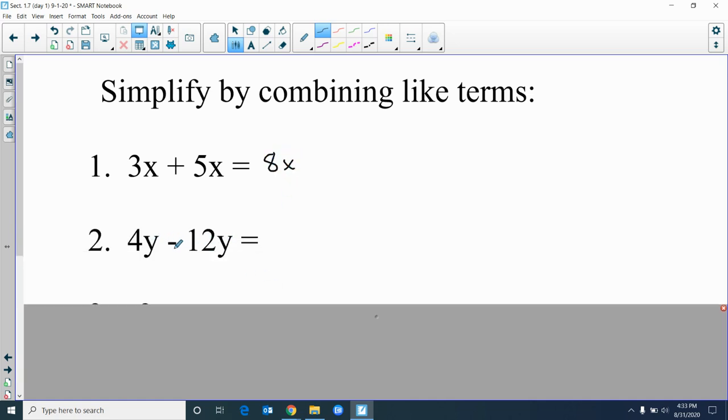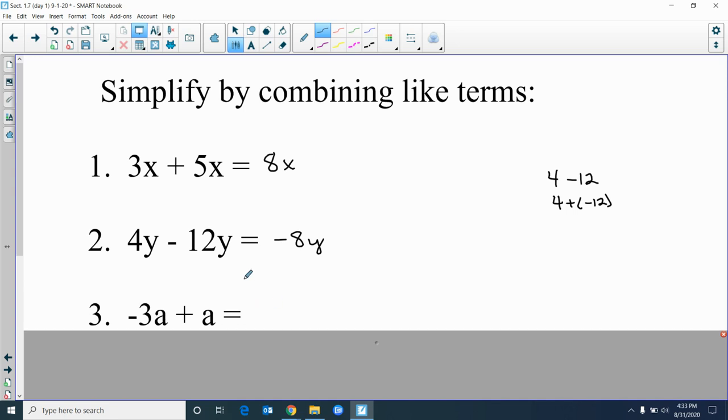4y minus 12y. All right, now we have to throw in our positives and negatives. You got to be able to do that. So it's like 4 minus 12. You can use your calculator, or use the rules that you just did. So that's like 4 plus negative 12. They are different signs, so you subtract them and take the sign of the larger one. So that's going to give me negative 8y. 4 minus 12 is the same as 4 plus negative 12, negative 8y.